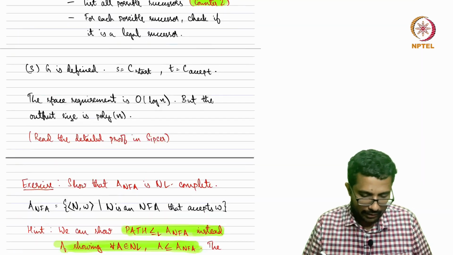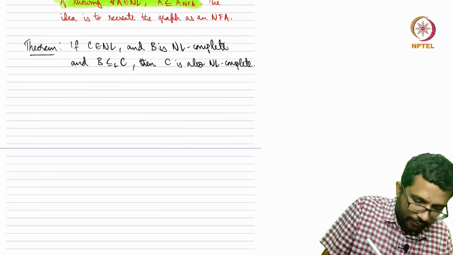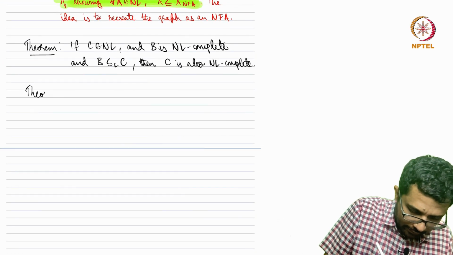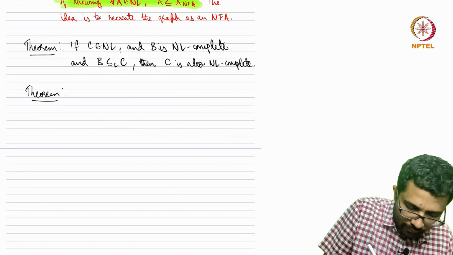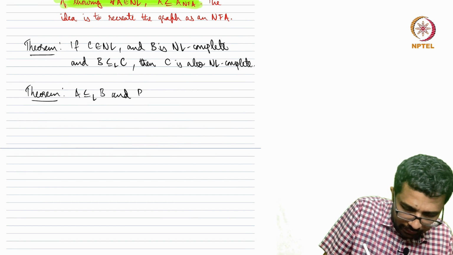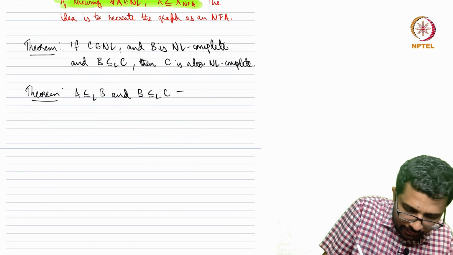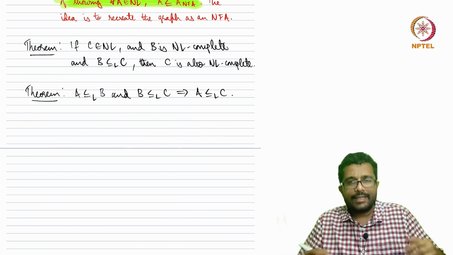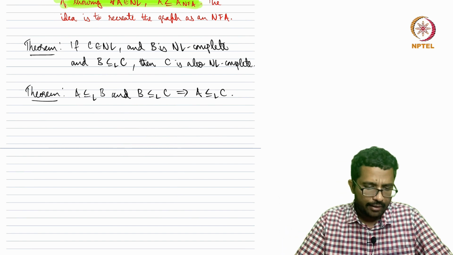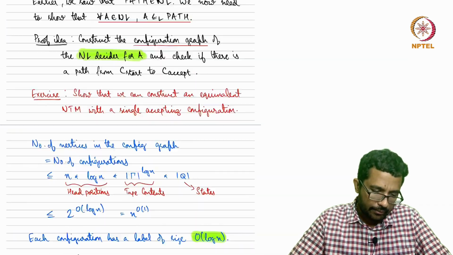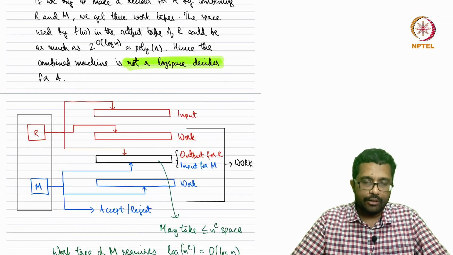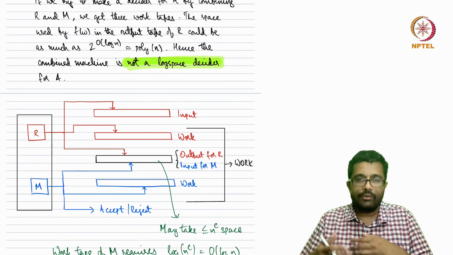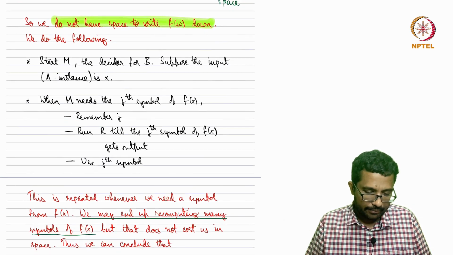In fact, I will write down another result which is similar in spirit. A reducible to B in log space and B reducible to C in log space implies that A is reducible to C in log space. Basically, log space reductions are transitive. The proof of this is very similar to the proof that we explained here. Instead of computing and writing down the answer for one, we can just compute the reduction on the fly.